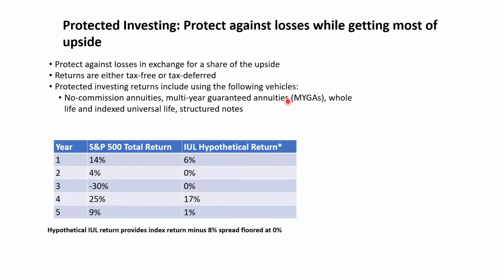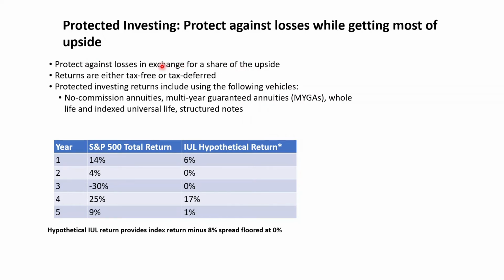So let's just jump right in. What is protected investing? Protected investing is simply protecting against losses on your portfolio return while getting most of the upside. Let's summarize a couple key characteristics of it. When you're utilizing protected investing vehicles, you are protected against losses in exchange for giving up a share of the upside. So again, whenever you get a benefit, there's a cost to it, and that's the cost.